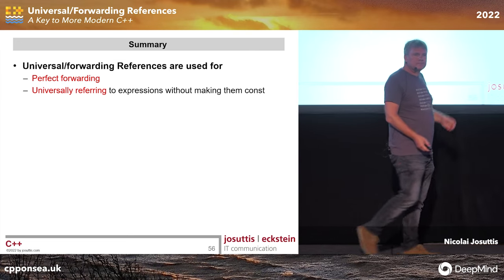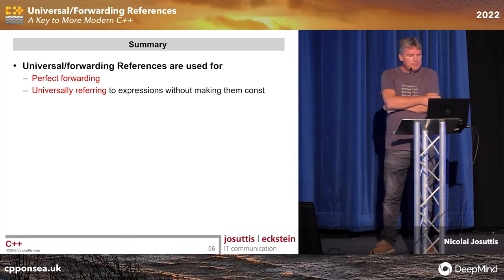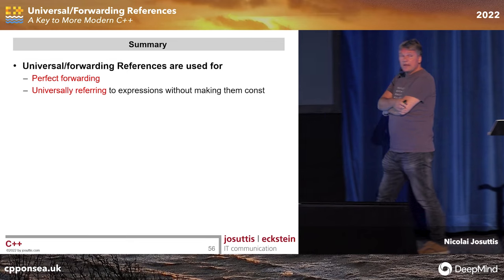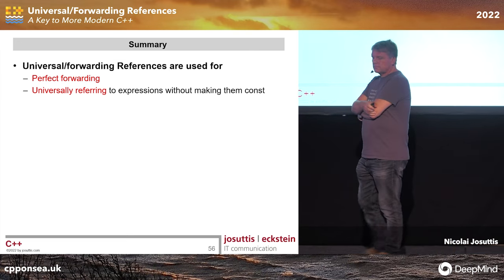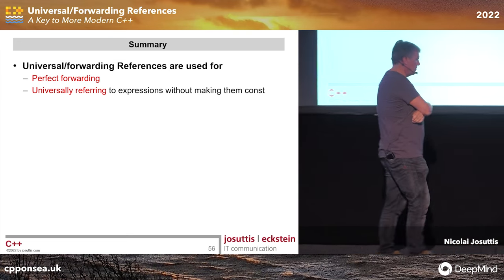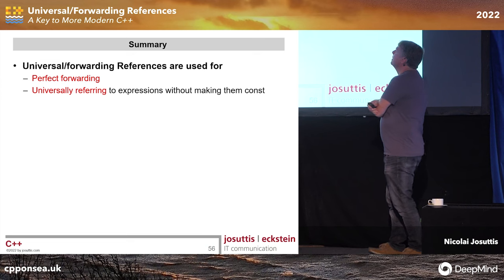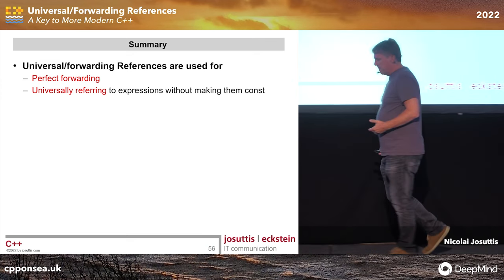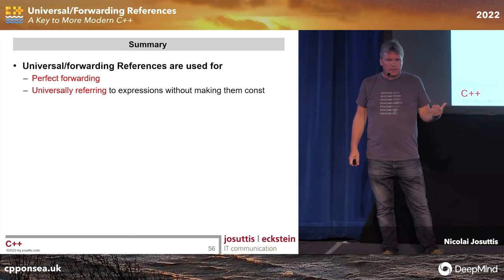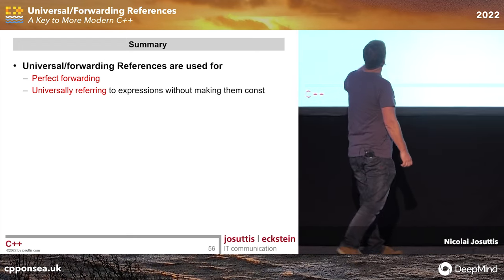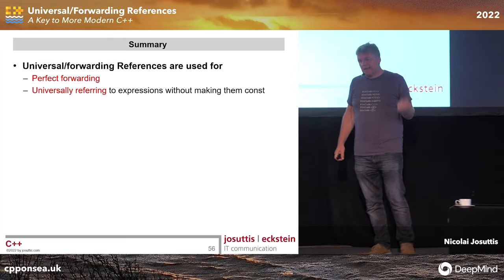That's it. So what you learned in this talk, hopefully, and it's only my opinion, and a lot of people will disagree with me, especially those in the standard committee who standardized ranges and views. References you can use as rvalue references to template parameters can be called universal reference or forwarding reference. They can be used for perfect forwarding, but that's not the only application.